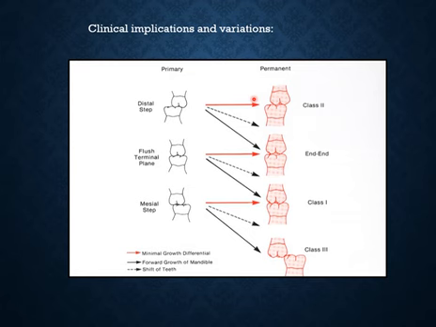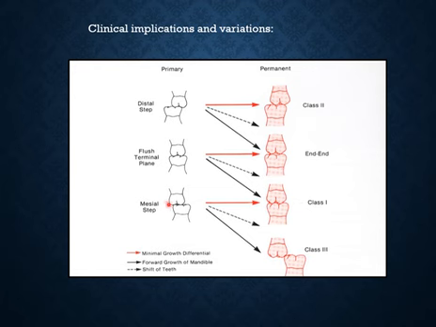Here the red line, there is minimal growth differential, and the solid black line, this is a forward growth of the mandible. So the distal step between the primary second molars can develop into class 2 when there is minimal growth, and when there is a forward growth of the mandible, it develops to end to end. While with the flush terminal plane between the primary second molars, when there is minimal growth, it can develop into an end to end molar relation of the permanent first molar, or can develop into a class 1 relation. The flush terminal plane can develop into class 1 permanent first molar relation.